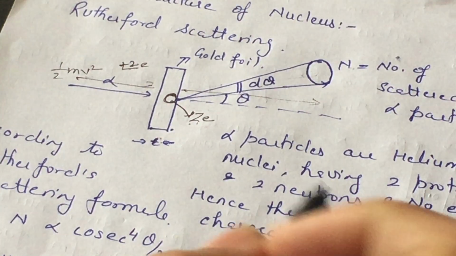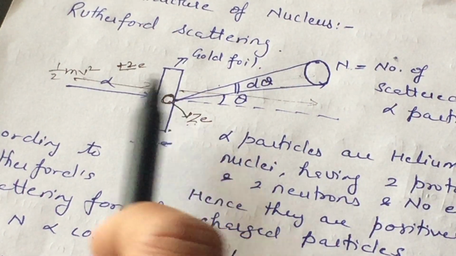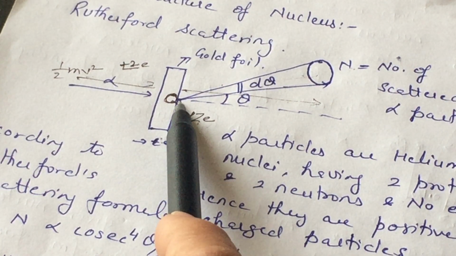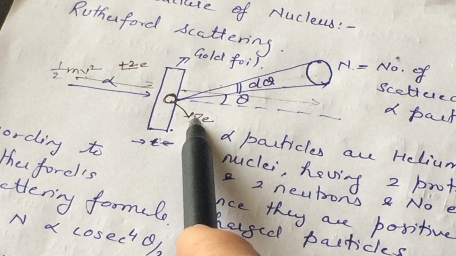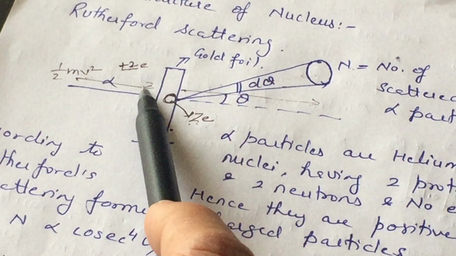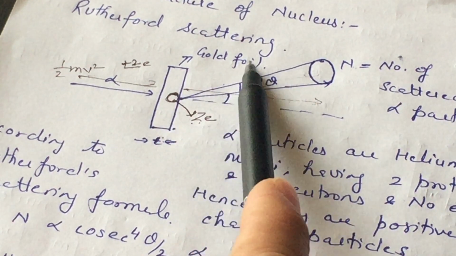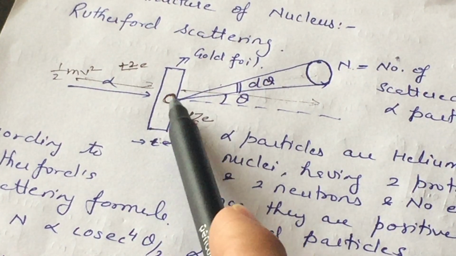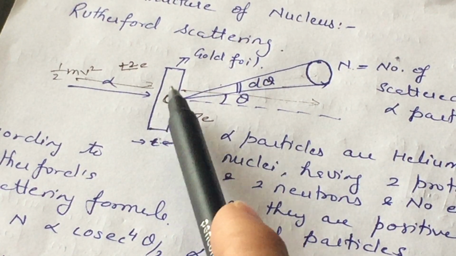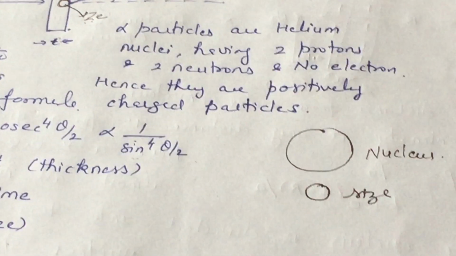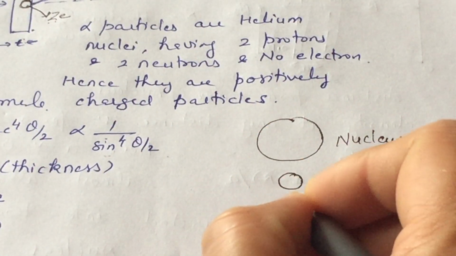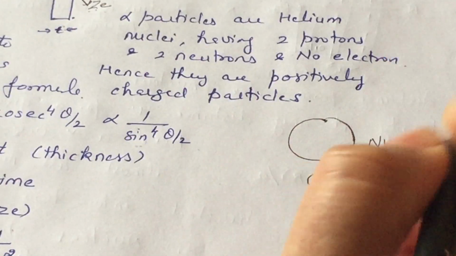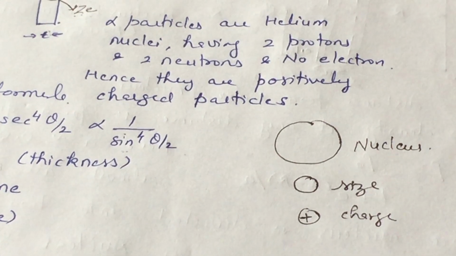Next, what is the charge on this nucleus? We know that an alpha particle, which is a positively charged particle, can be repelled, or scattered, by a positively charged particle. If the alpha particle is going far away, not coming towards the Ze, it means this scattering center is positively charged. The third conclusion is that the charge on this nucleus is positive. It means protons are present inside the nucleus.